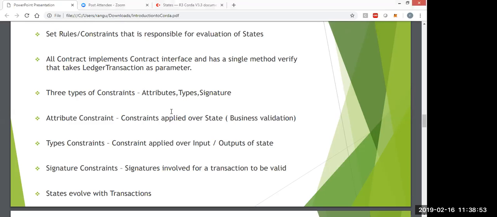What is the number of transactions per second possible in Corda? The benchmark was around 3,500, I suppose. I'm not sure though. I don't have the numbers with me right now.